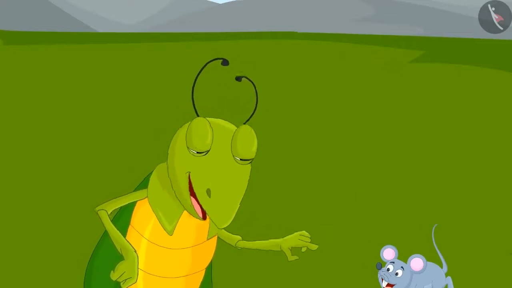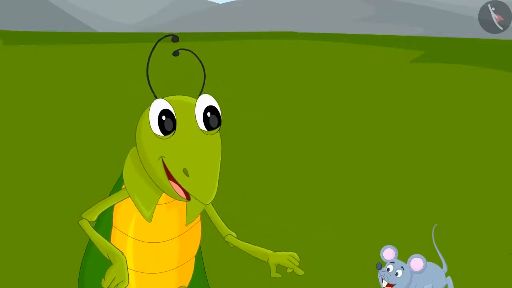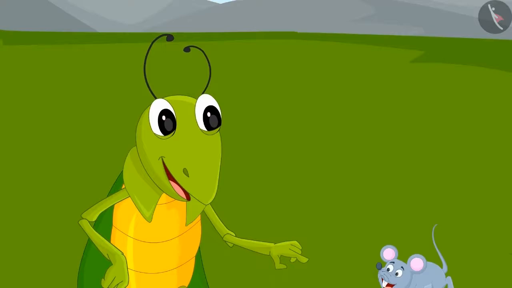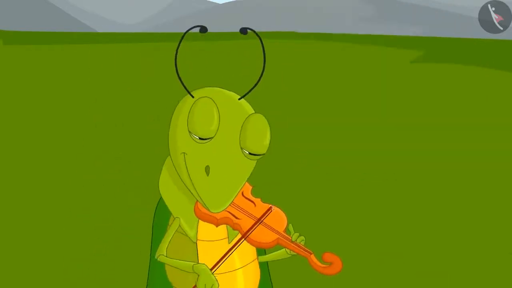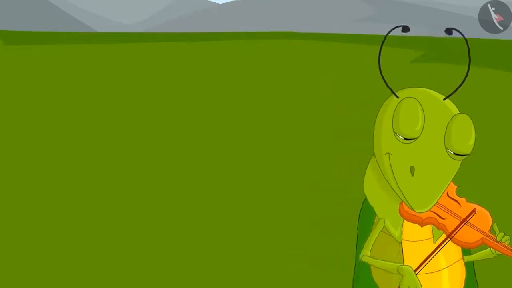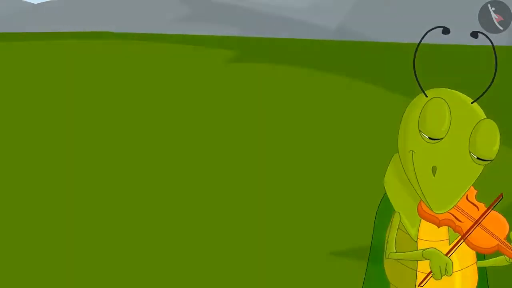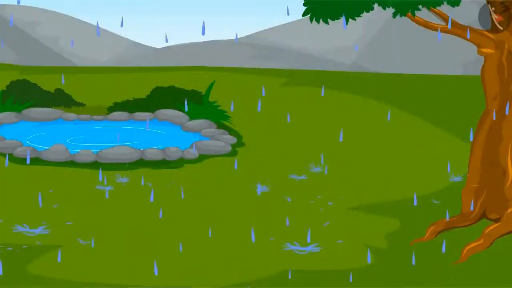Tinku laughed at them and said that they were working so hard in vain. They should also dance like him and have fun. Saying this, Tinku went away playing his violin.